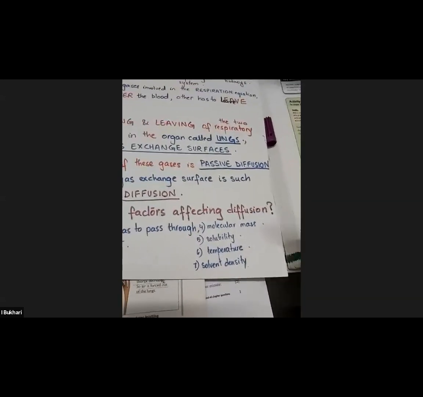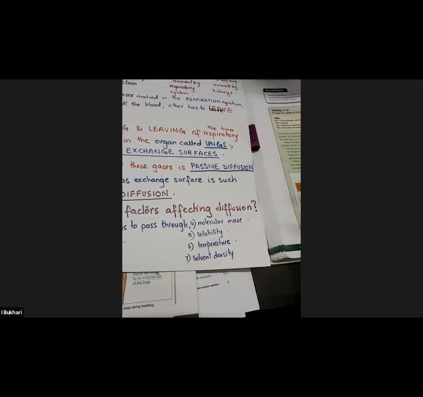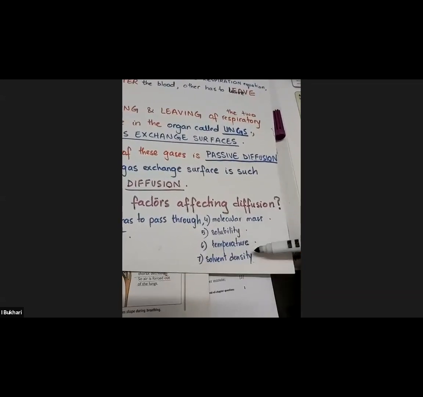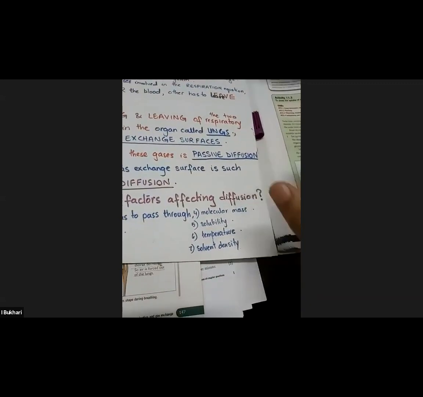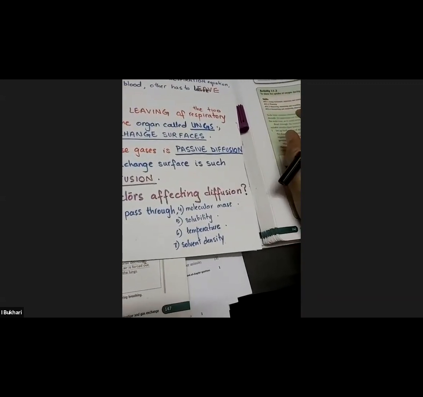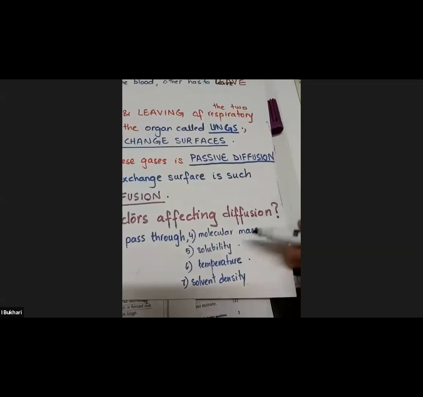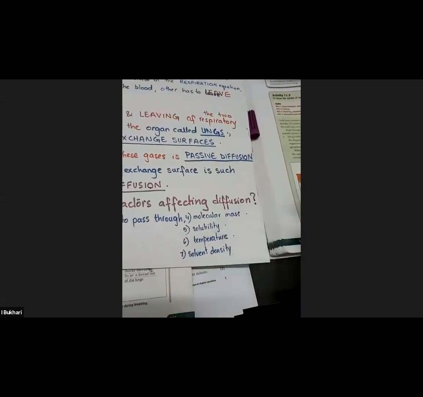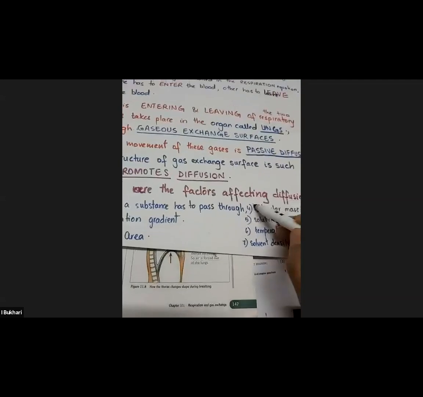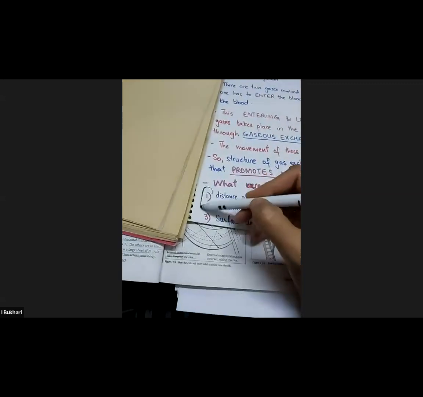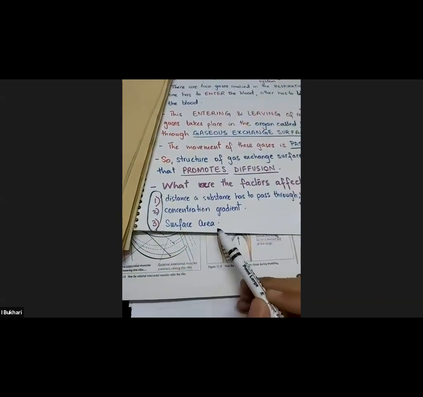Solubility. The more soluble the substance is, faster will be the diffusion. Temperature. More temperature you provide, meaning more kinetic energy. Kinetic energy is the energy of motion, so that means the molecules can move faster. Solvent density. Denser the solvent, more difficult it is for the molecules to move through, because they will face greater resistance. But in our respiratory system, we are dealing with only water. So solvent is water. So these factors will not be considered in our discussion of the respiratory system. We will talk about these three factors only: distance, concentration gradient, and surface area.